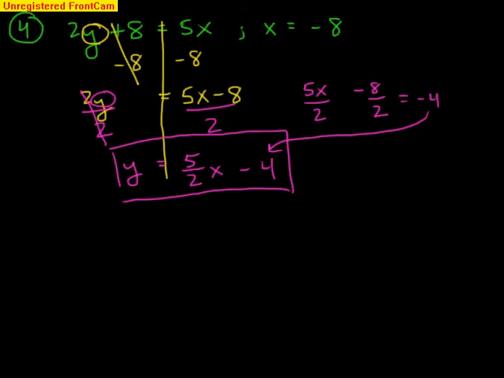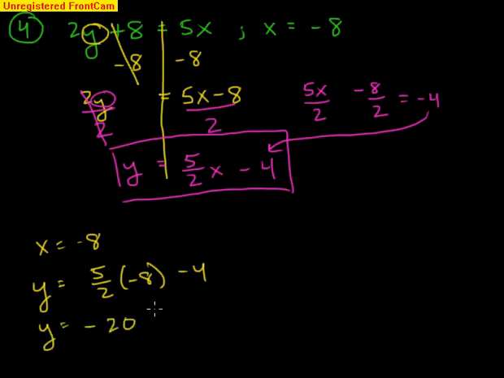To find y when x is negative 8, we simply plug in negative 8 for x. So we get y equals 5/2 times negative 8 minus 4. 5/2 times negative 8 is going to be negative 20. This 2 goes away and this 8 becomes a 4, they share a common factor. So it's just 5 times 4, which is negative 20, because it's one negative. Minus 4. Negative 20 minus 4 is negative 24. So the point we're looking for is negative 8, negative 24.